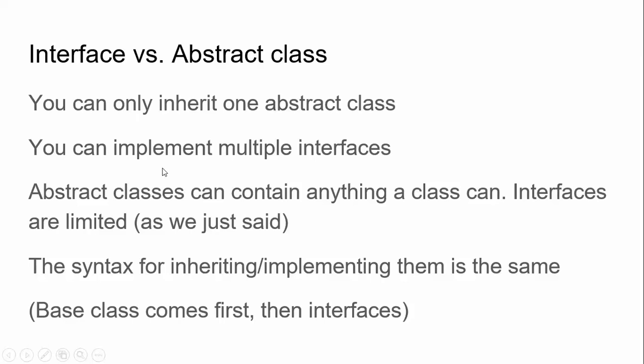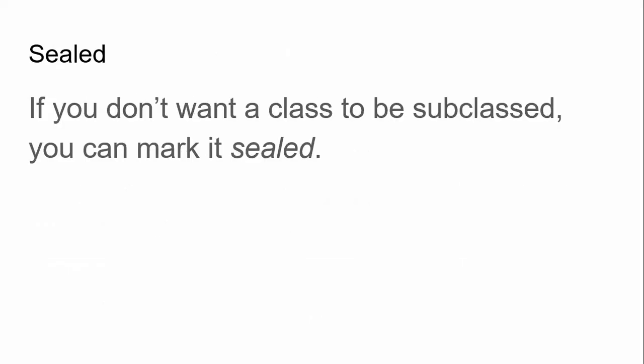Okay, so interfaces and abstract classes are very similar. The difference is you can only have one base class, but you can implement as many interfaces as you want, and I'll talk about interfaces in a separate video. And I think I already talked about sealed.